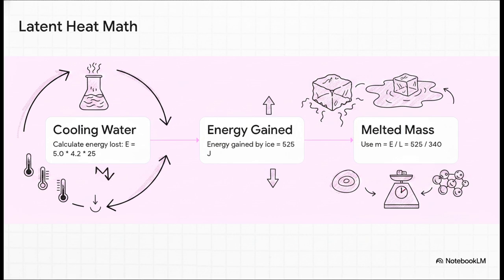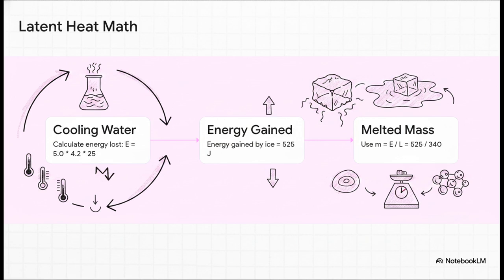Using E equals mc delta T, we multiply 5.0 grams times 4.2 times that 25-degree temperature drop. That equals exactly 525 joules of thermal energy released. Step 2, connect the dots. The ice gets that exact 525 joules.